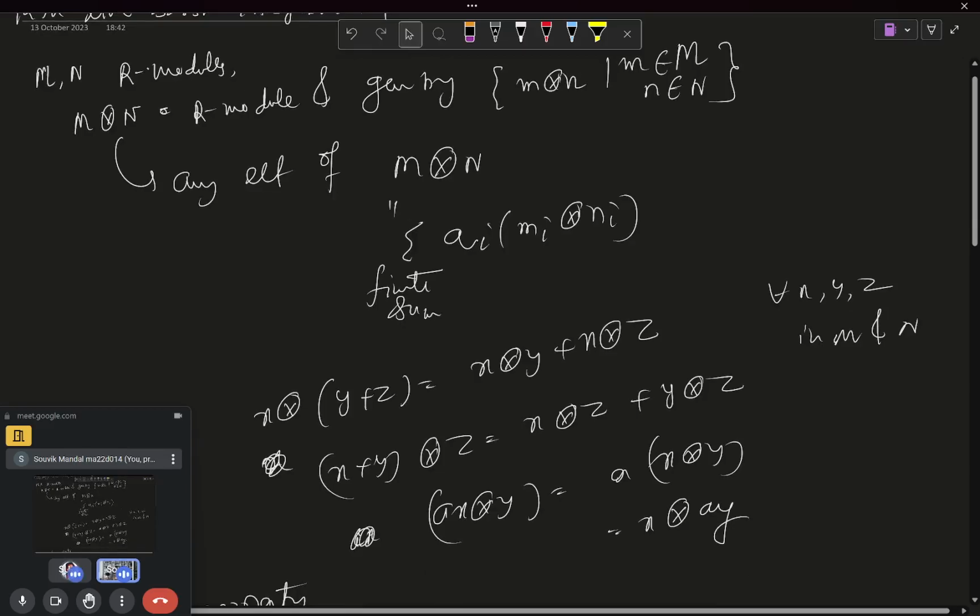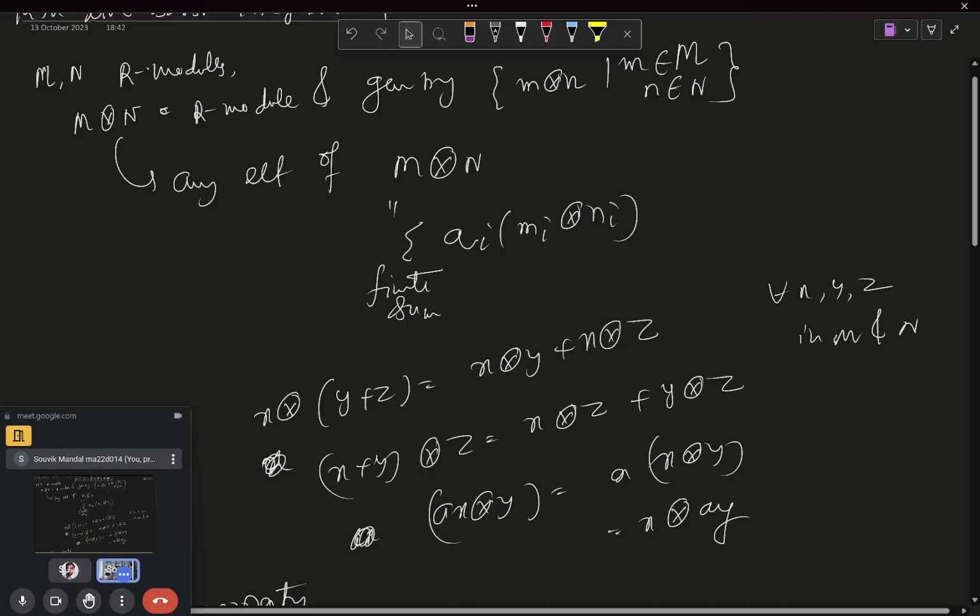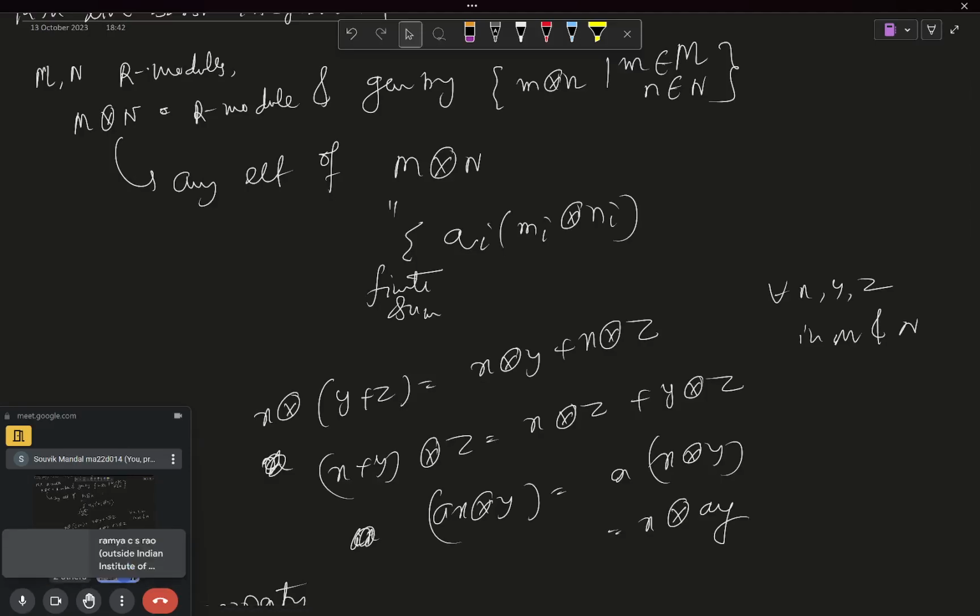Okay, so first today we have started just by recalling the tensor product, that is M tensor N is generated by all elements of the form small m tensor small n. Any element of M tensor N can be written as a linear combination, a summation of a_i m_i tensor n_i, right?